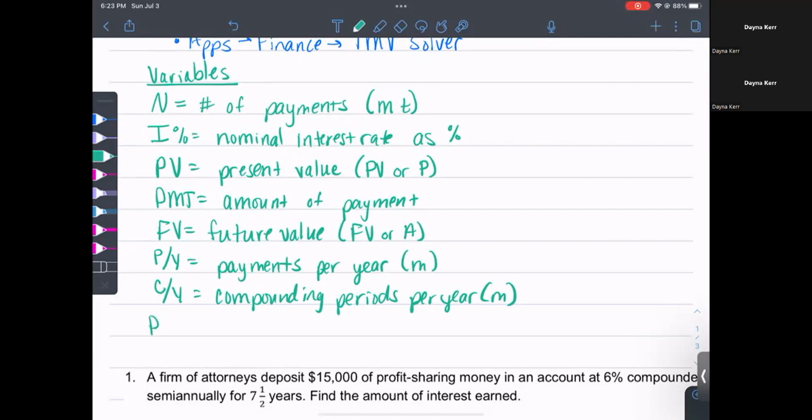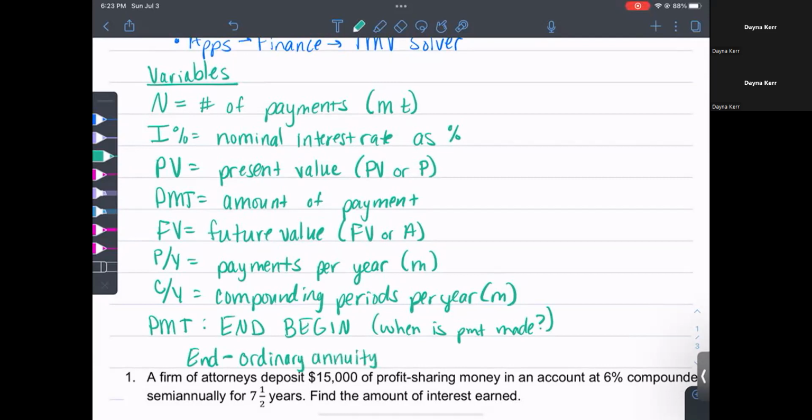And then at the bottom, you're going to see PMT again, but out beside that, it's going to say end and begin. And we'll talk about when you choose those. That is asking you, when is the payment made? We'll choose end for ordinary annuity, which is everything we've done to this point. And then begin is the setting we'll use for something we'll learn a little bit later called an annuity due.